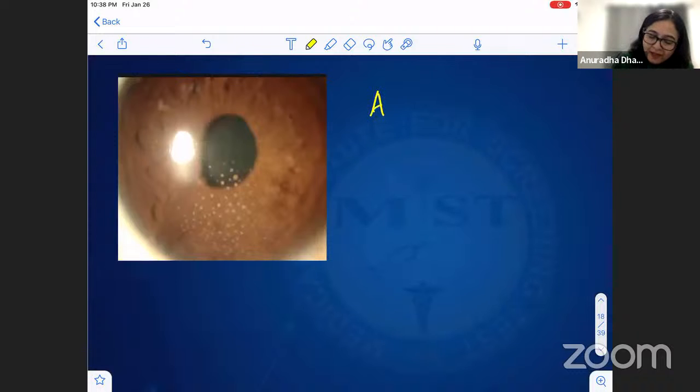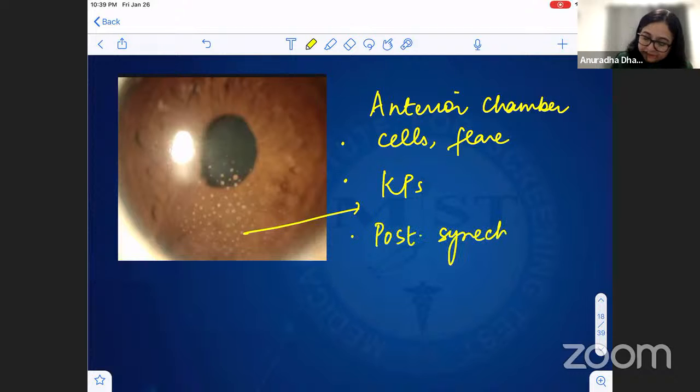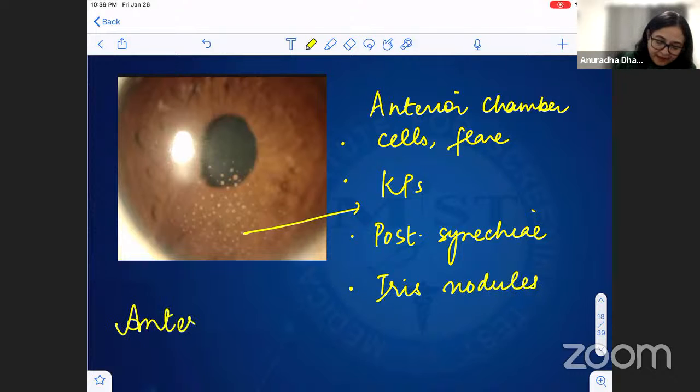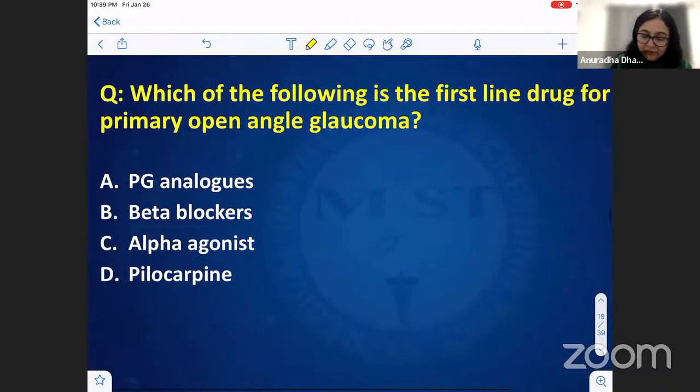So we know anterior uveitis has a few typical specific features, which we say there will be presence of anterior chamber cells, which we call AC cells, and flare. We see keratic precipitates as it is shown in this figure. You may see posterior synechiae. You may see iris nodules. So all these features are features of anterior uveitis. Right? Okay, moving on to the next question.